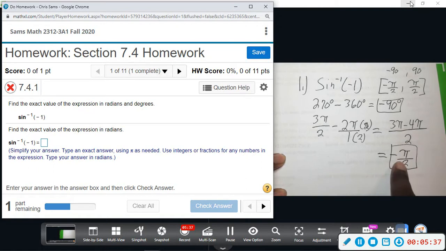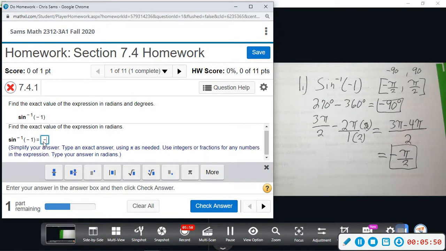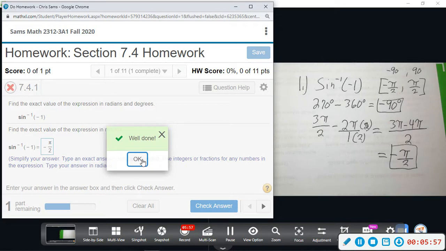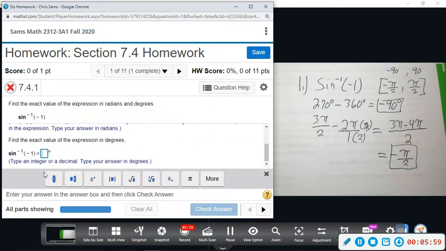Alright, so this is the radian measure, this is the degree measure, and I think they want both here. So the first one says type exact answer using pi as needed. Express your answer in radians. So radians would be negative pi divided by 2. And then the degree, which we already found, was the 270, but you subtract 360 to be within those limitations, and that gives us negative 90. The degree symbol is there, so you don't need to add it.